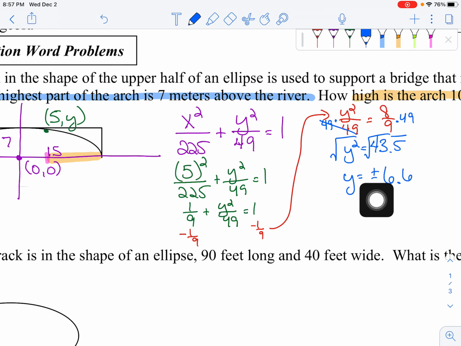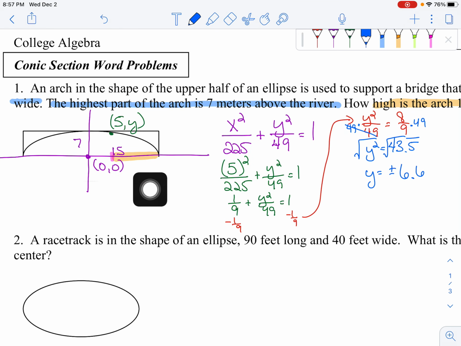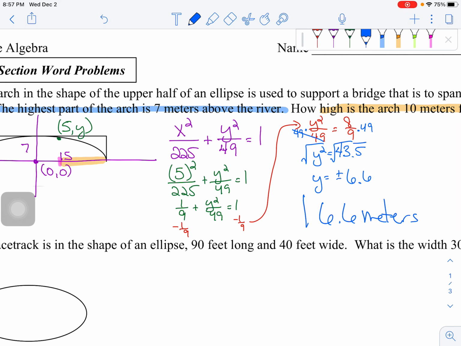took the square root and I saw this equation, I am supposed to put a plus minus. However, what I want you to be careful about is, in reality, because we're talking about the height of the arch, the negative part doesn't make any sense. We're not looking at this in terms of this ellipse being underneath the x-axis, so the negative y values don't make any sense here. So you would just tell me 6.6 meters tall.